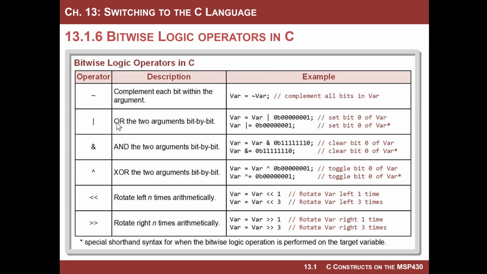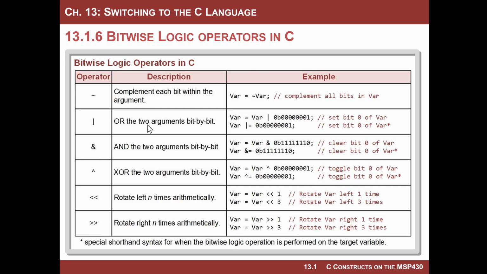It also has a logical OR, which is the stick or the pipe. It has a logical AND, which is the ampersand, and it has an exclusive OR, which is a little caret. The way these work is just like the operations in assembly. They're bitwise, and what that means is that if you have two arguments, you're going to OR them together. Each individual bit will be ORed with the same location bit in the other argument. So bit position 1 will be ORed with bit position 1 of the next argument. Same thing with AND, same thing with XOR.